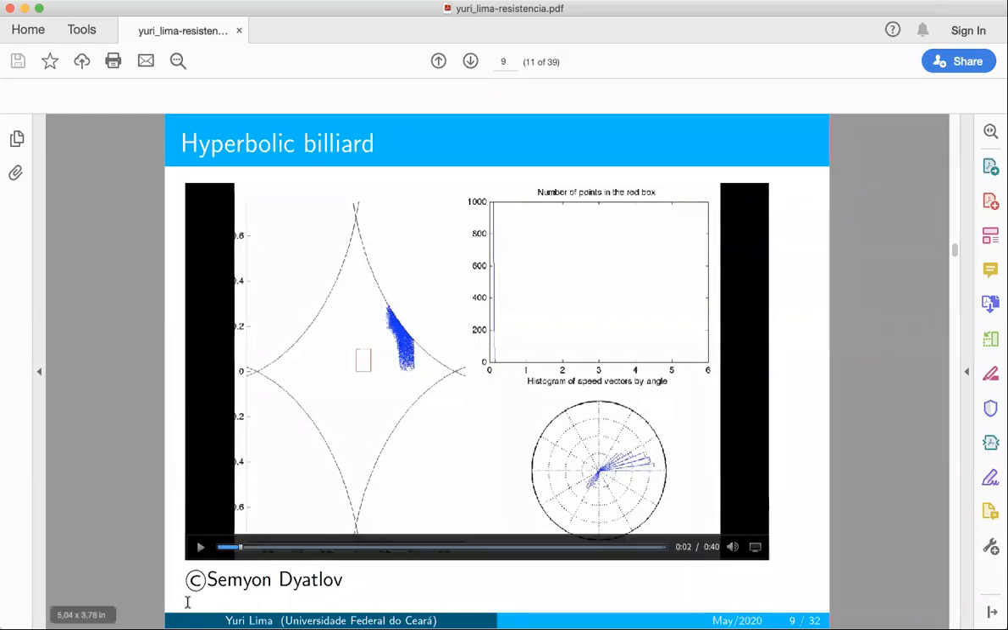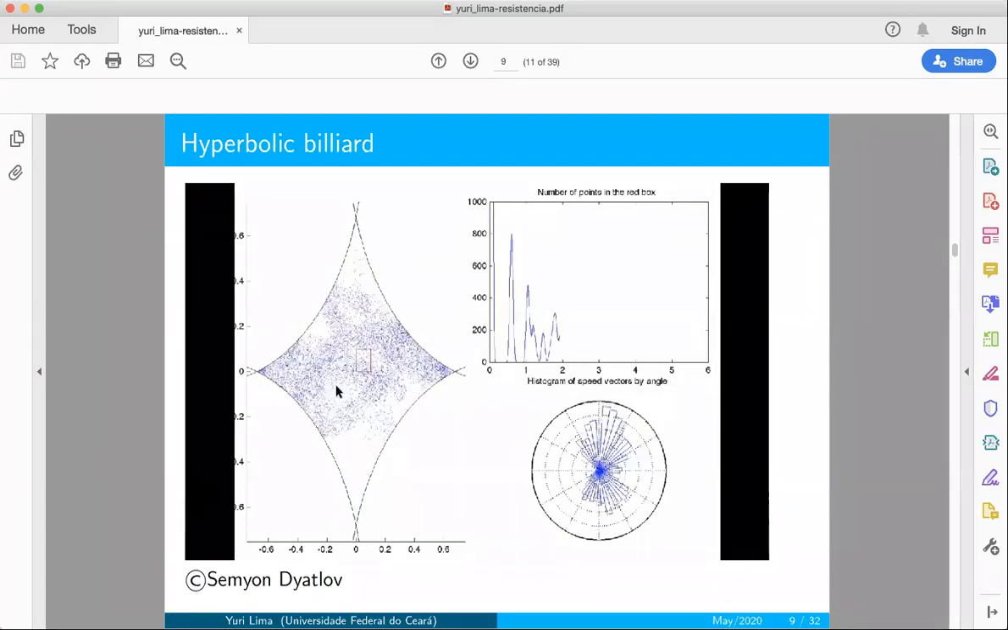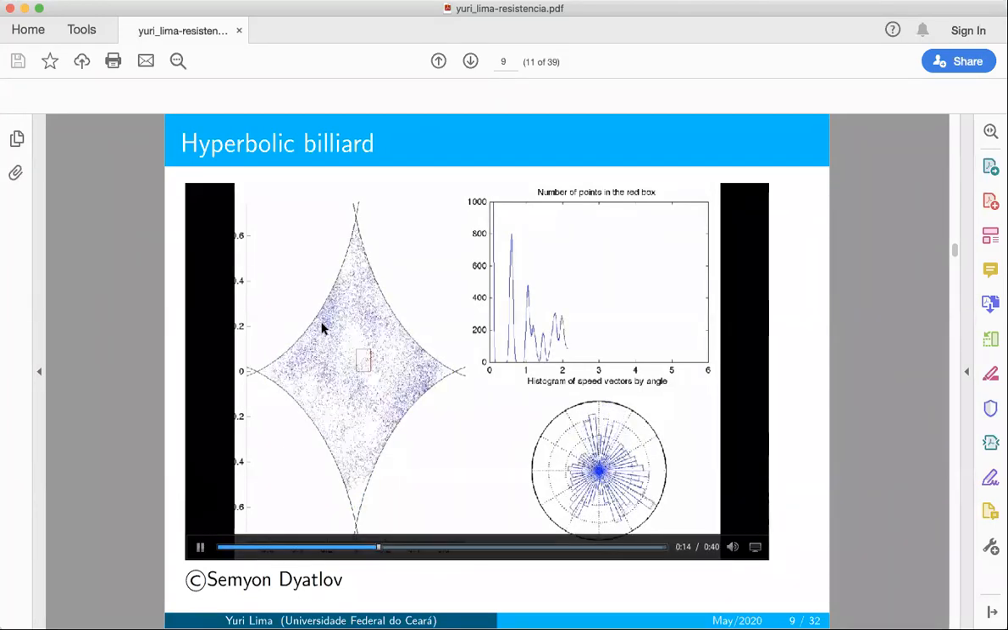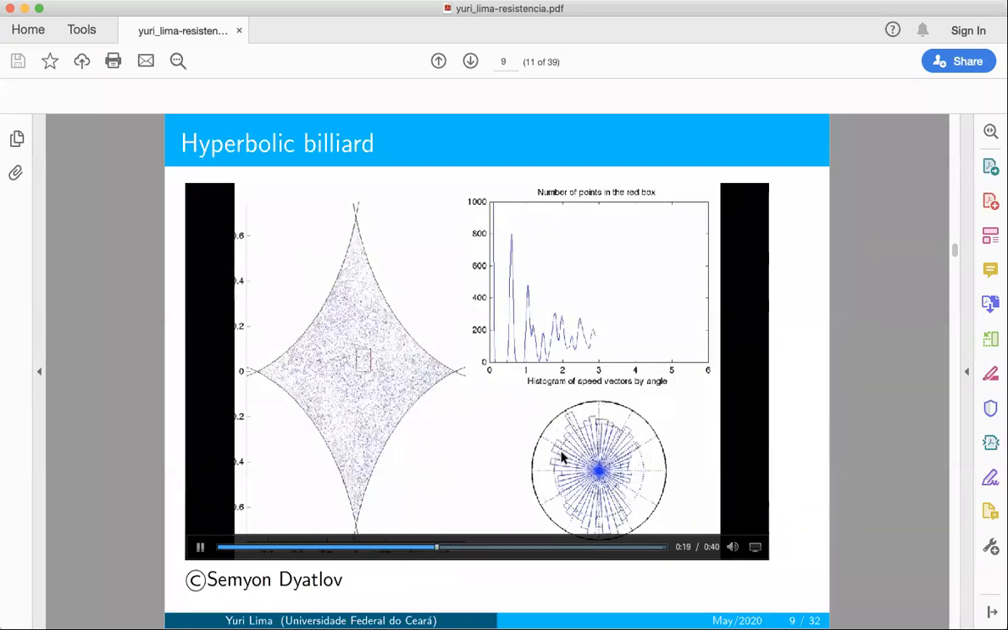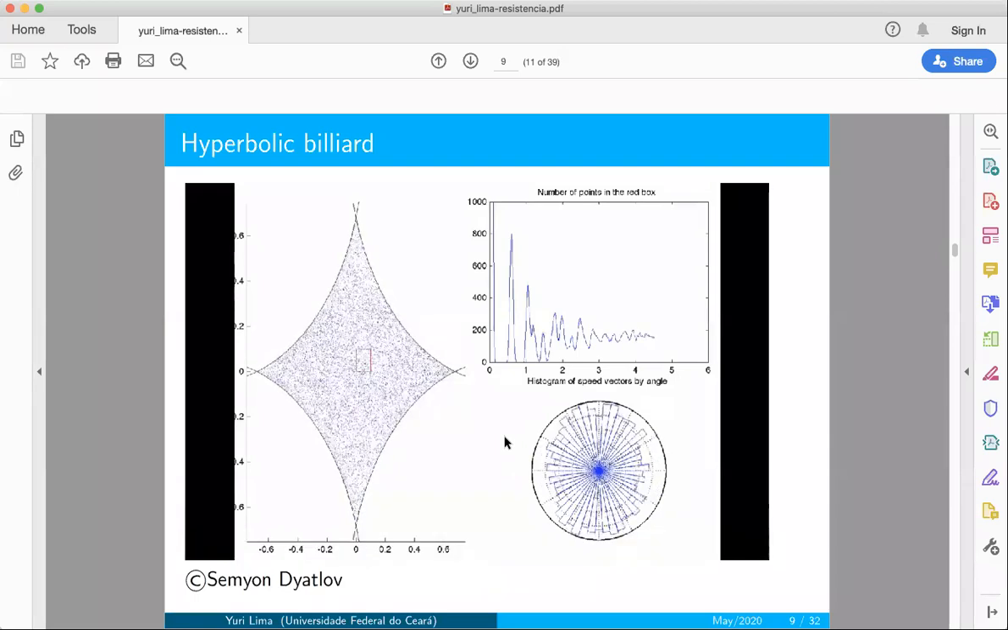So as you're going to see, you really have sensitivity to initial conditions, because although all the particles started all together, more or less with the same direction, after a while, the positions that they are in the table spread quite uniformly in the table. And not only that, but also the directions of the angles, which is seen by this histogram here in the circle, they seem to uniformly equidistribute in the circle. So this is exactly what we expect.